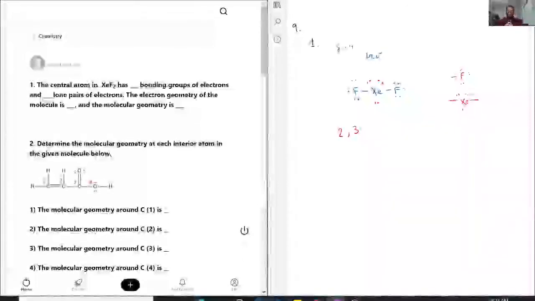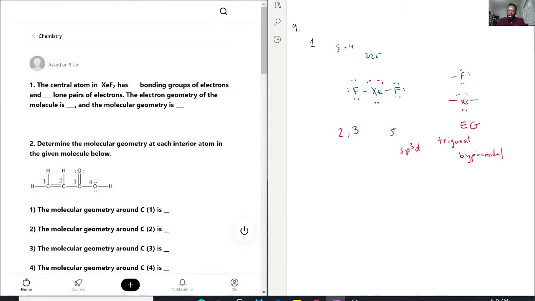Now what's the electron geometry? How many total number of groups do we have here? We have 5, okay? So with that being said, the electron geometry, because this will actually be known as sp3d, okay, that's its hybridization. This electron geometry is known as trigonal bipyramidal. Okay, that is the electron geometry.